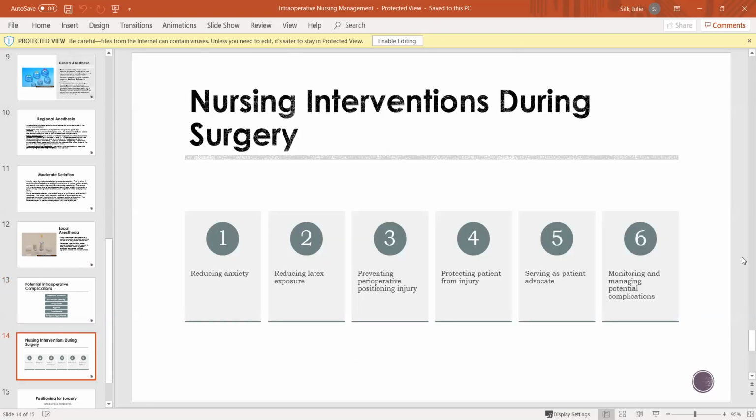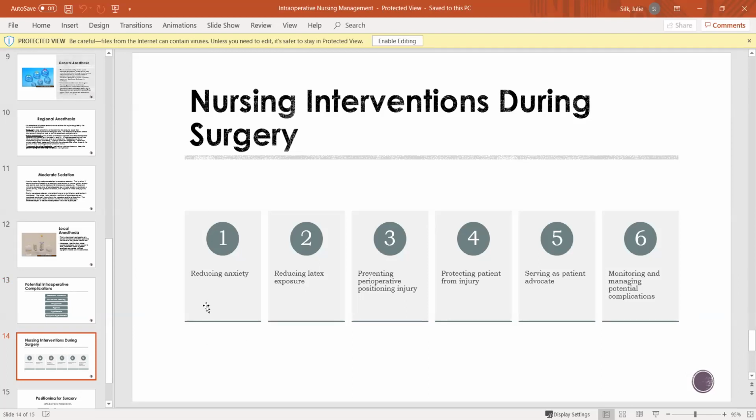Okay, so nursing interventions during surgery. I have reducing anxiety here. I know that seems kind of funny because you think the minute someone gets into the surgery room, they're going to be put out, and how would that matter? But for certain surgeries, you actually are awake when you walk into the surgery and you're very nervous, right? So sometimes you'll have patients who are still awake at that stage. So you want to reduce their anxiety as much as possible.